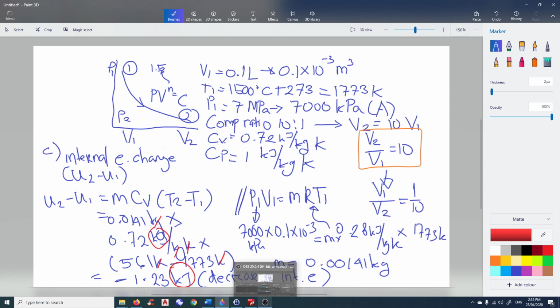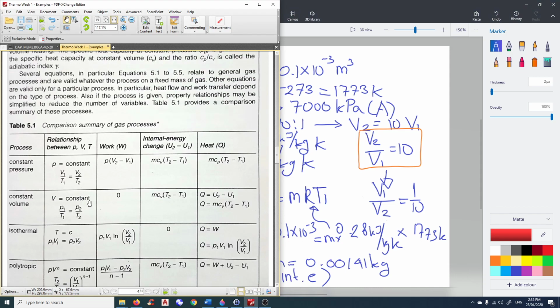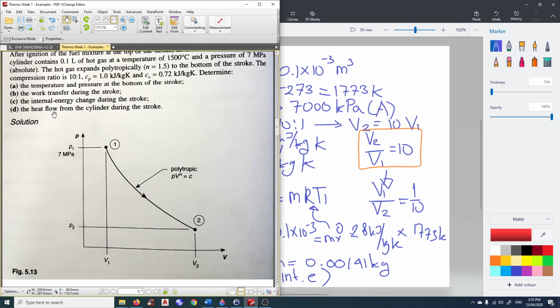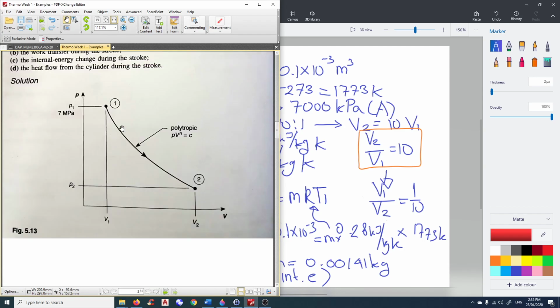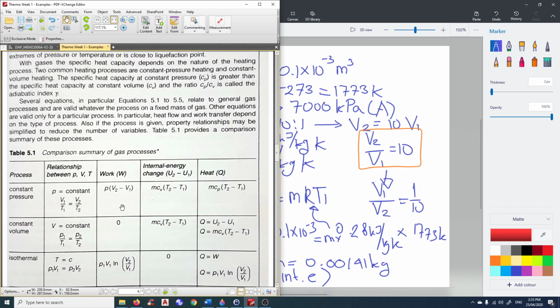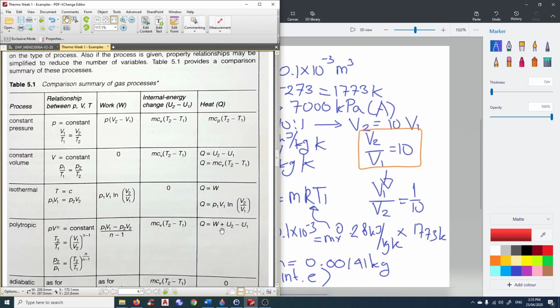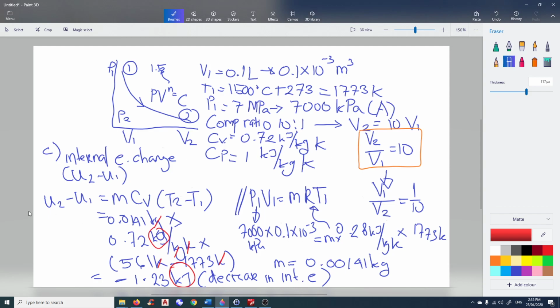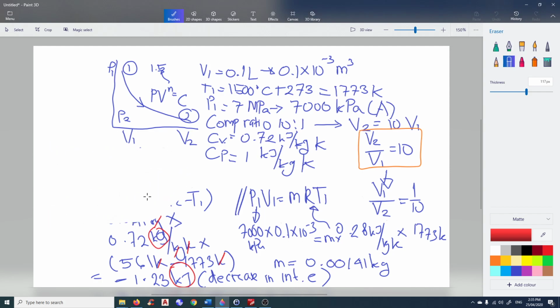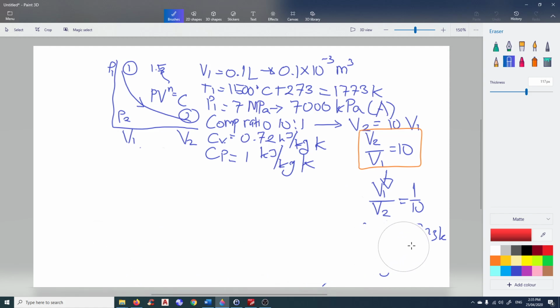The last question, question D. The heat flow from the cylinder during the stroke. So back again, polytropic heat flow, we're going to use this formula on my board. So question D is heat flow.